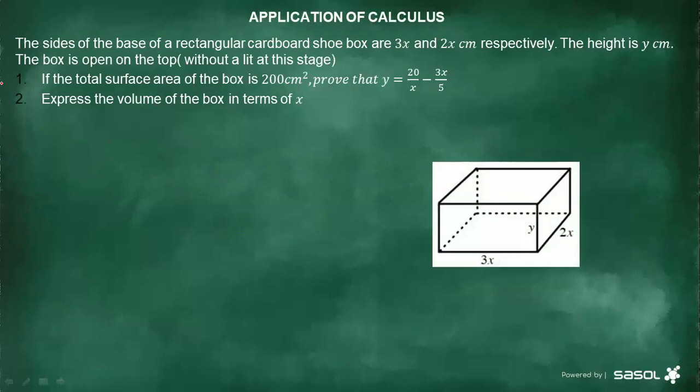All right, the sides of a base of a rectangular cardboard shoe box are 3x and 2x centimeters respectively. The height is h there. The box is open on top, without the lid at this stage. If the total surface area is given as 200 centimeters squared, prove this.